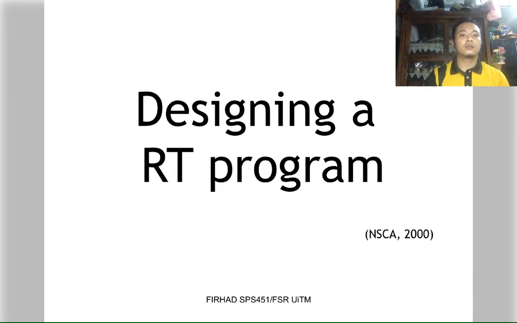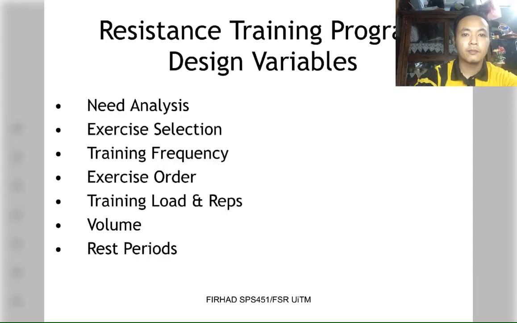Now we will discuss how to design a resistance training program according to the National Strength and Conditioning Association 2000. There are 7 variables that you need to consider when you want to design a resistance training program. Number 1 is need analysis. Number 2 is exercise selection. Number 3 is training frequency. Number 4 is exercise order. Number 5 is training load and rep. Number 6 is volume. And the last one is rest period. After this, we go through all of these variables one by one.